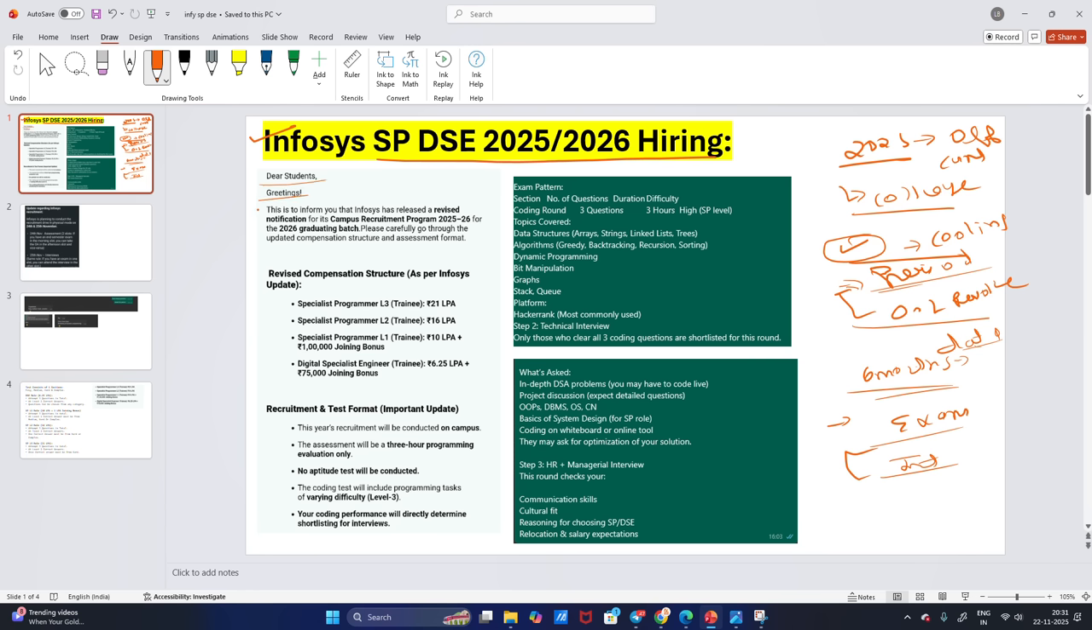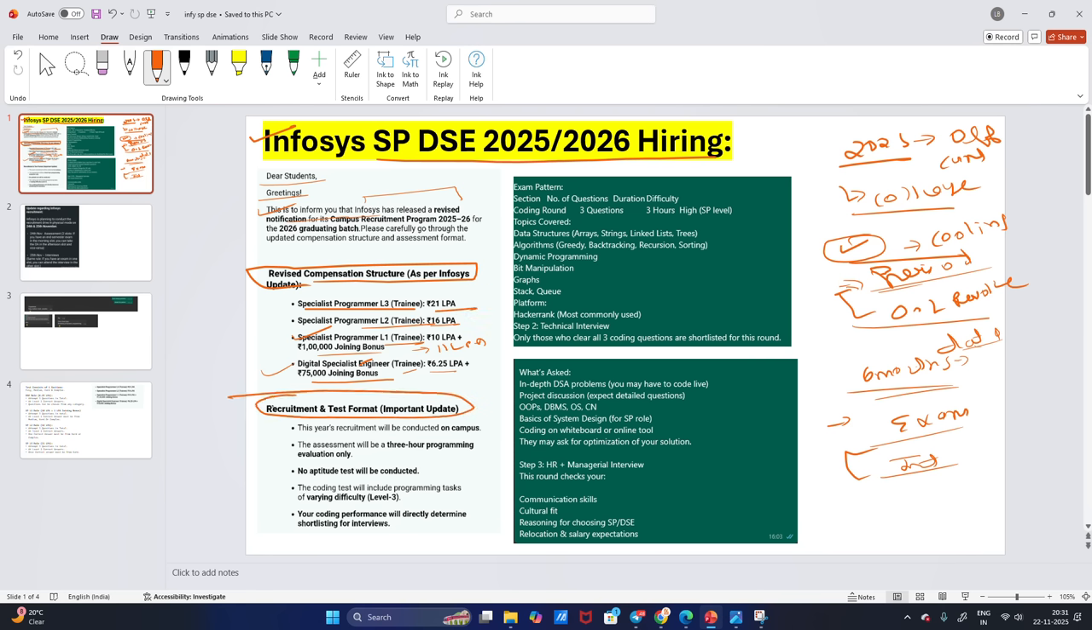Dear student, greetings. Infosys has released a revised notification for campus recruitment, with a revised compensation structure as per the Infosys update. First of all, we will discuss from the lower role. Digital Specialist Engineer trainee: 6.25 LPA plus 75,000 joining bonus. Specialist Programmer L1 trainee: 10 LPA plus 1 lakh joining bonus. L2 trainee, means level 2: 16 LPA. Level 3 trainee: 21 LPA.